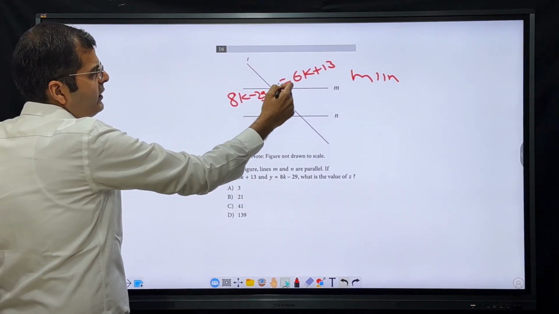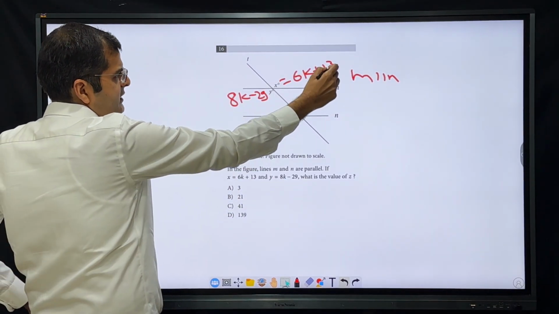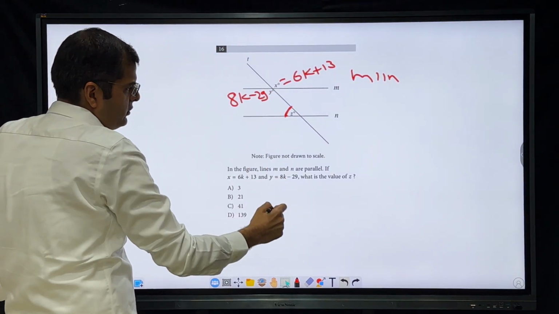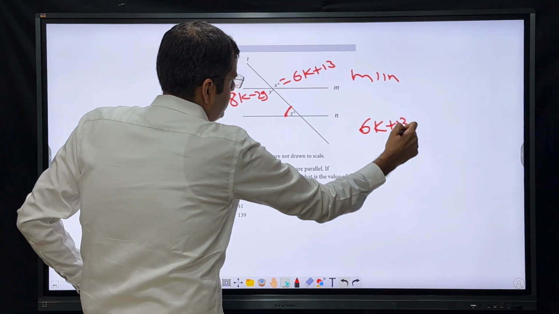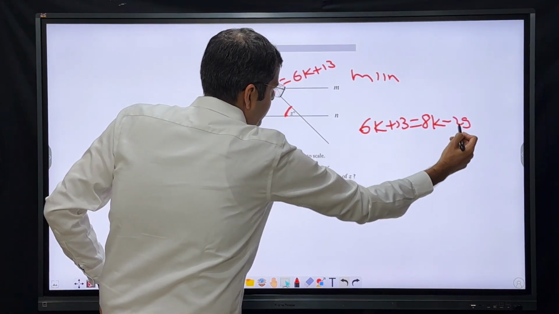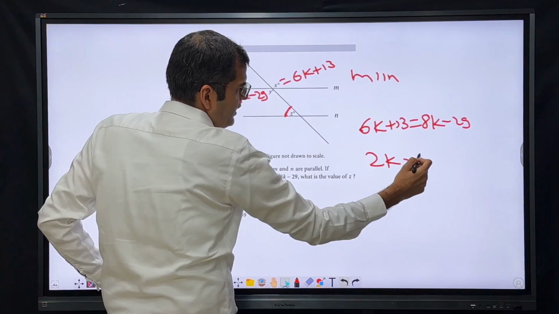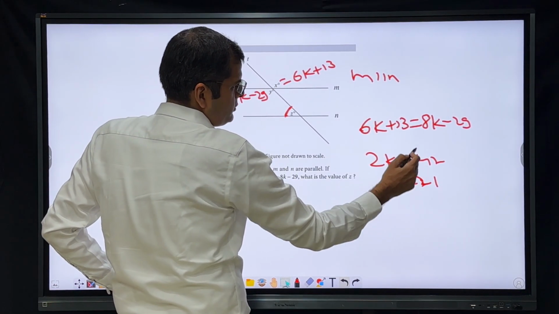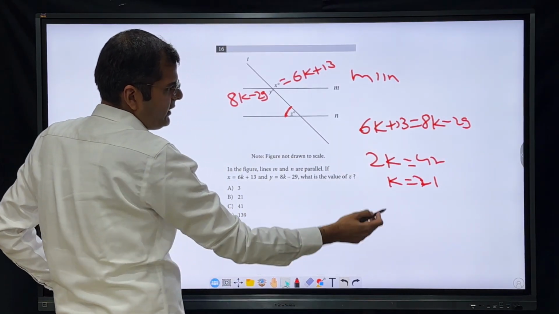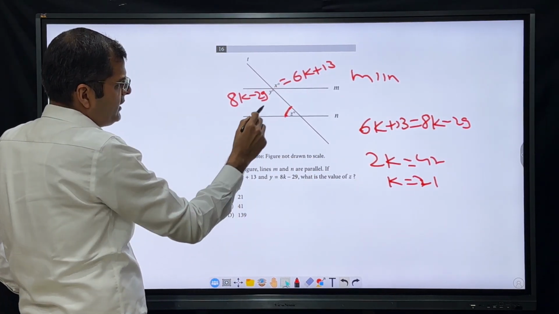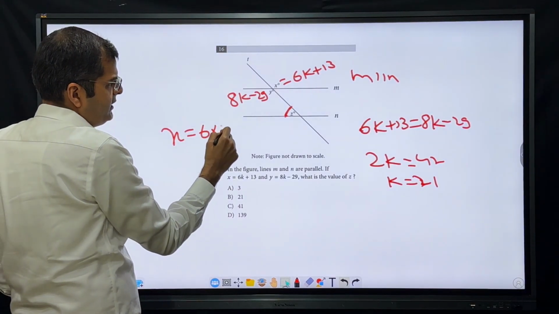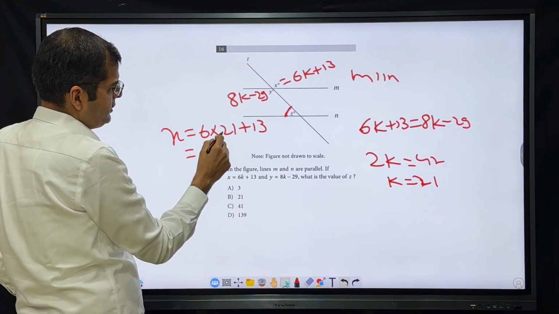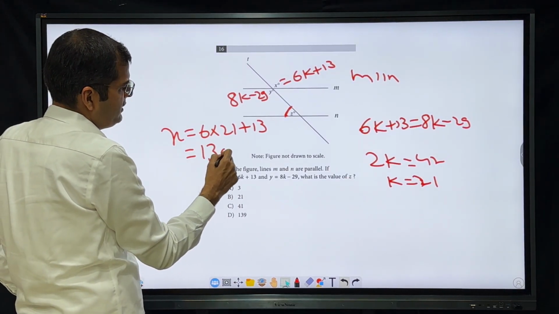So first of all, these two angles are equal. This is 6K plus 13 and this is 8K minus 29, which is X degree and Y degree. So they are equal. That means 6K plus 13 will be equal to 8K minus 29. Or I can write 2K is equal to 42, or K is 21. So K is 21, what is X? X is 6 into 21 plus 13. That will be equal to 6 into 21 is 126. 126 plus 13 is 139.